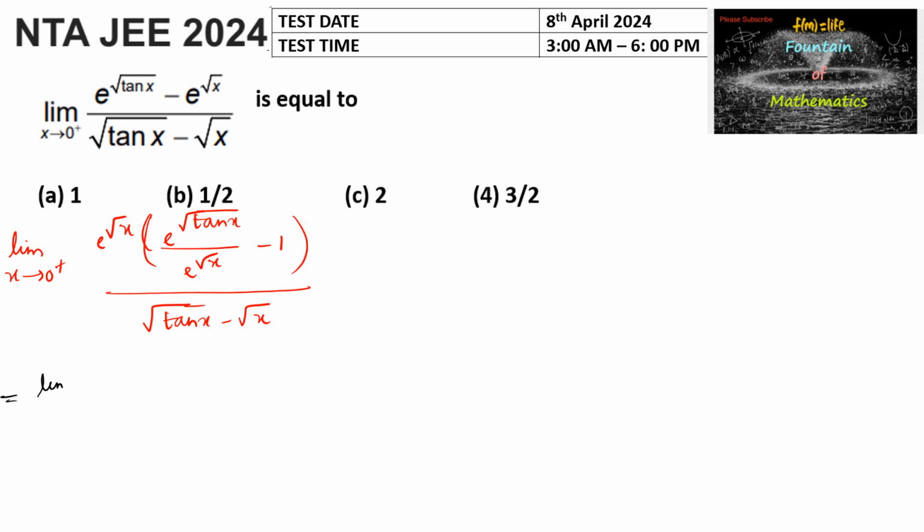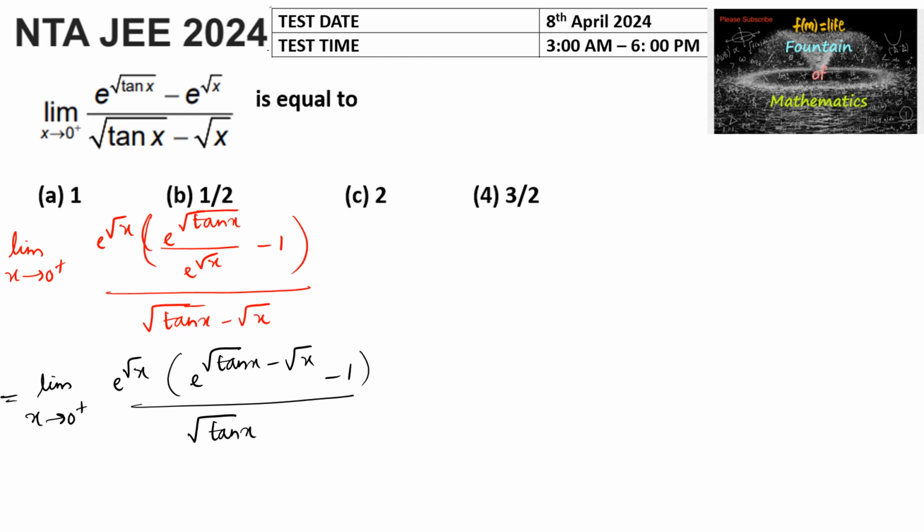which is equal to limit x tends to 0 plus e power root x into e power root of tan x minus root x minus 1 divided by root of tan x minus root x. Now since we require the right hand limit, let us substitute in place of x, like f of x is equal to f of 0 plus h.